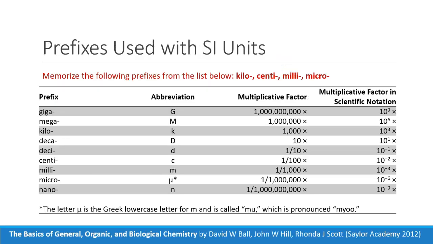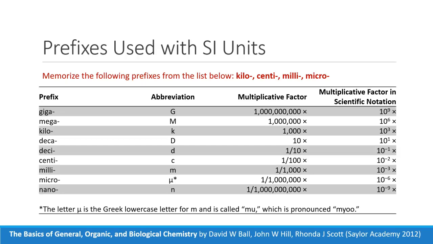Now, in the metric system, they use prefixes, okay? And these prefixes contain what's called a multiplicative factor. So they tell us whether the unit is larger or smaller than the base unit. And the base units are those units we talked about in the previous slide, like grams or meters.